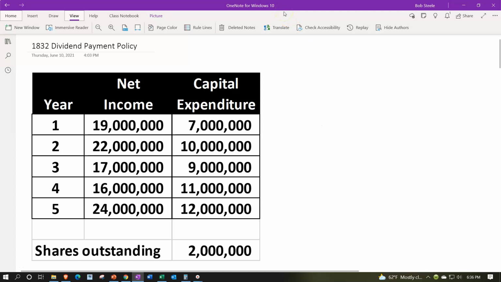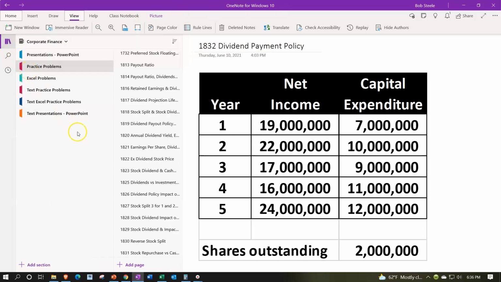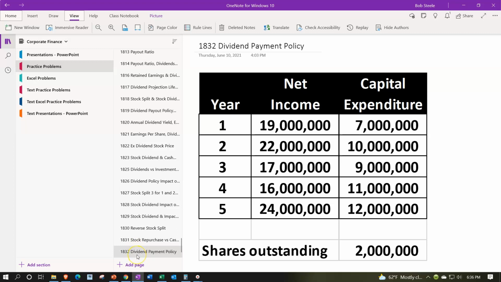If you have access to OneNote and would like to follow along, you're not required to, but if you would like to, we're in the icon on the left-hand side. We're in the practice problems tab, down in the 1832 dividend payment policy tab.